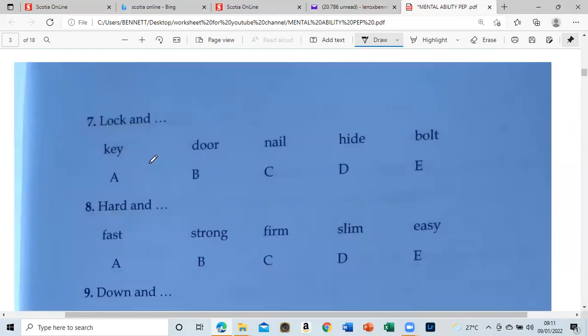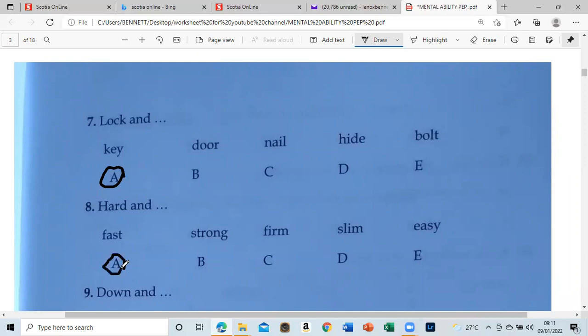Number 7, is it lock and key, lock and door, lock and nail, lock and hide, or lock and bolt? Put that in the comment section for number 7. If you said key, you are correct. Lock and key. All right, number 8, is it hard and fast, hard and strong, hard and firm, hard and slim, hard and easy? And number 8 is hard and fast.